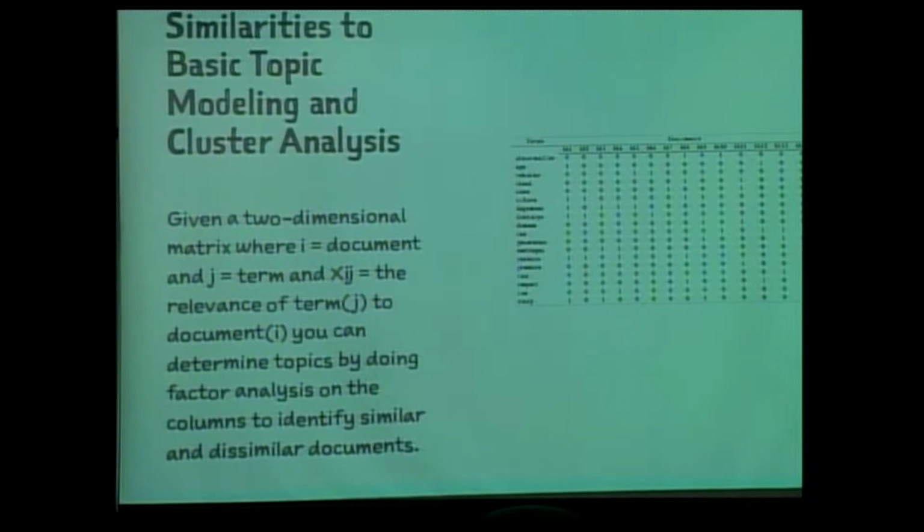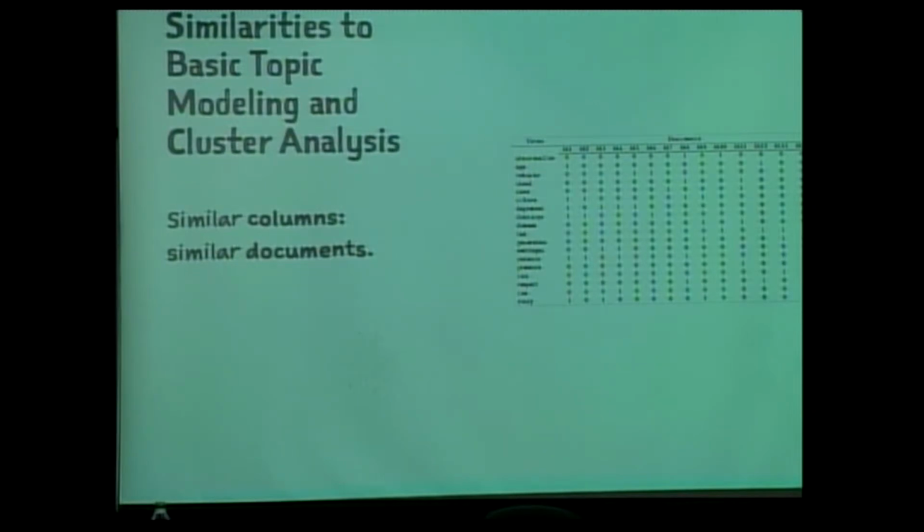So in a very crude, traditional term document matrix, where you have a set of columns, documents, and a set of rows, terms, you can factor analyze those documents, and the more similar the columns are, the more similar those documents are. It's very good. This is not my expertise, but I think that's a pretty fair assessment of a generic topic modeling using, in this case, a binary matrix of terms and documents. Right, so similar columns, similar documents. Fine.